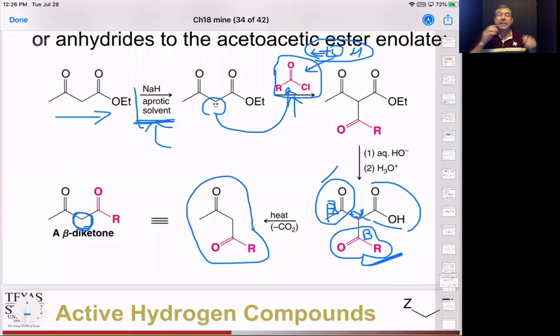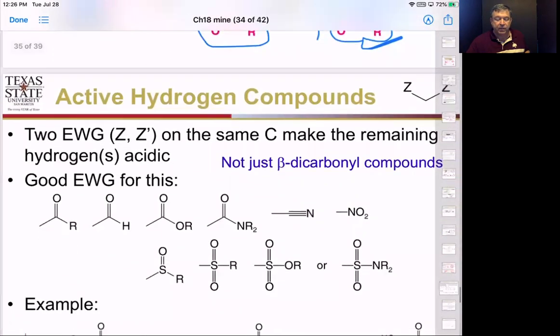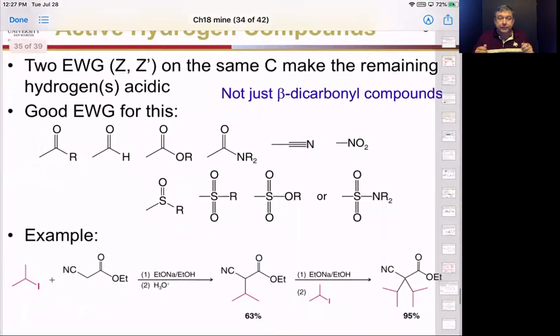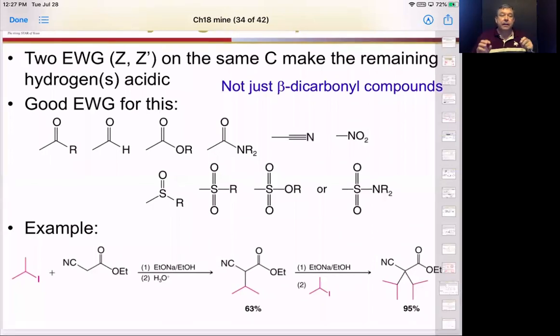So does it have to be esters? Does it have to be ketones? No. Okay. Let me show you all the different groups that we can use to activate those alpha hydrogens. Okay. So any electron withdrawing group can work as long as it's not protonated. Meaning we cannot use a carboxylic acid, because if you had a carboxylic acid and you added base, it'll deprotonate the carboxylic acid. So any carbonyl containing compound that does not have an acidic hydrogen can be used.